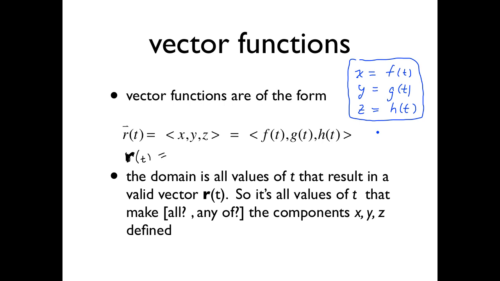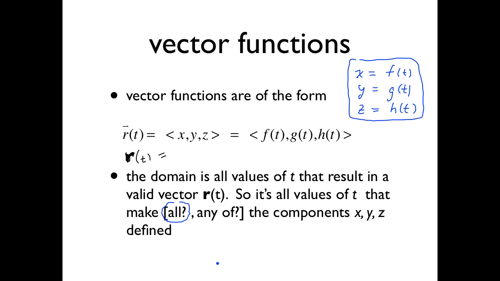So if I have a value of t that makes x okay, and y okay, but say z is undefined, is that in the domain? No, because it won't give me a valid vector, right? It won't, because z would be undefined. So we need all values of t that make all of them defined, sorry. All three components have to be defined so that we get a valid vector.